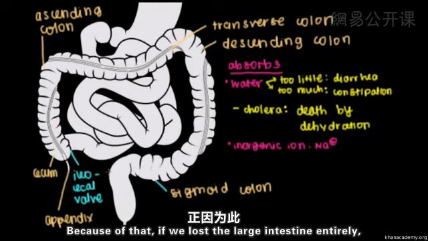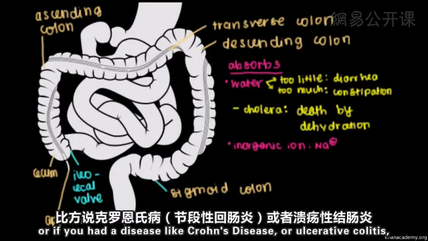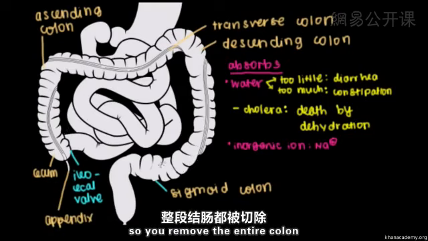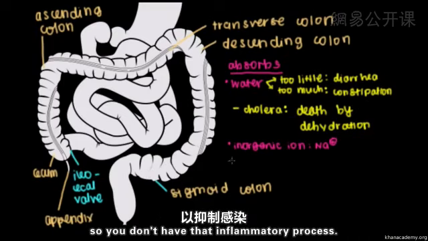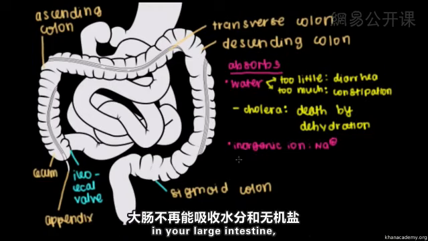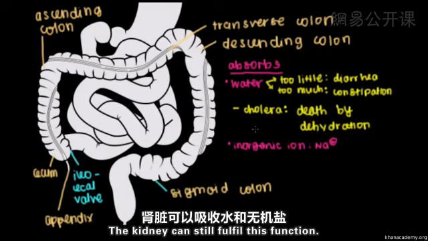And so because of that, if we lost the large intestine entirely, if you had some sort of accident, or if you had a disease like Crohn's disease or ulcerative colitis, one of the treatments for ulcerative colitis is a total colectomy. So you remove the entire colon so you don't have that inflammatory process. And so you won't be able to absorb water or inorganic ions in your large intestine. But what that means is you still have the kidney. The kidney can still fulfill this function.